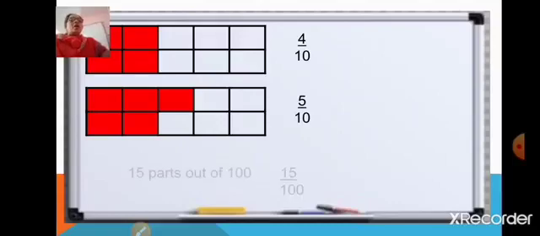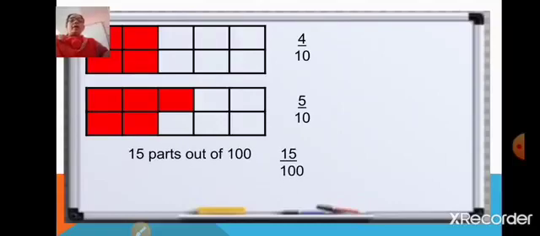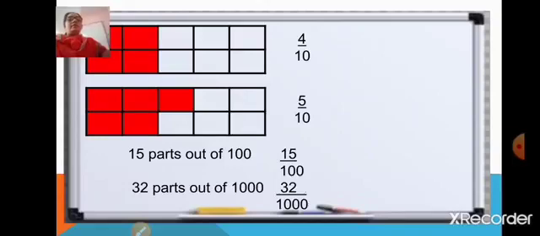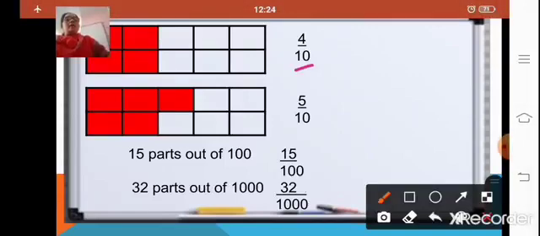So 5 squares are shaded, so it represents 5 tenths. Okay. Now in the same way, for 15 parts out of 100 equal parts, we will write 15/100, and for 32 parts out of 1000 equal parts, we will write 32/1000. Now the fractions here, 4/10, 5/10, 15/100 and 32/1000, have the denominators 10, 100, 1000.